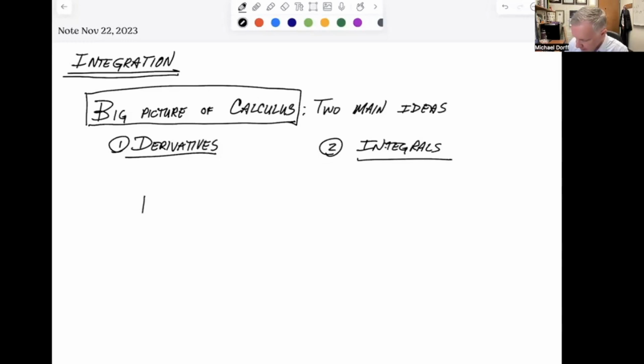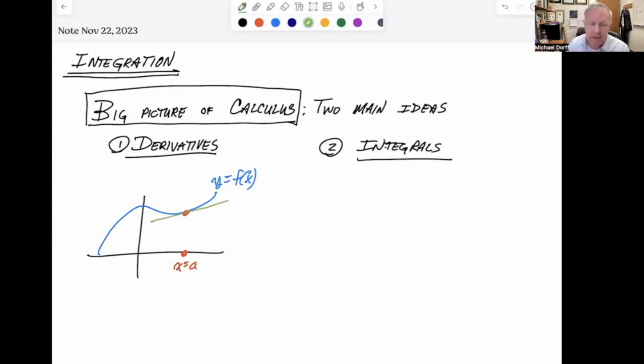We can think of derivatives this way: if I have the graph of a function, y equals f of x, shown in blue, and I take some point, x equals a, and look at that point on the curve, then I can draw a tangent line that intersects that blue curve at just one point locally. And the slope of that green tangent line equals the derivative at a. So we can think of the derivative as the slope of the tangent line.